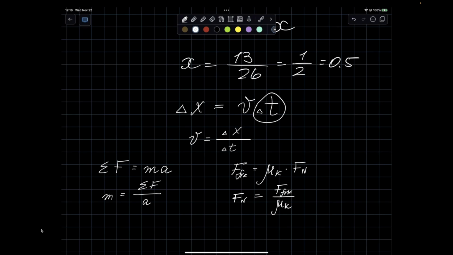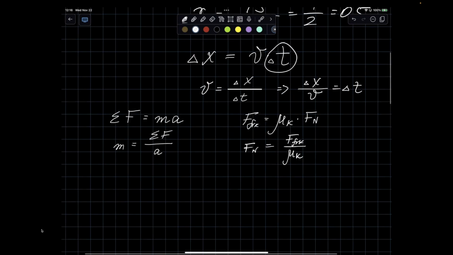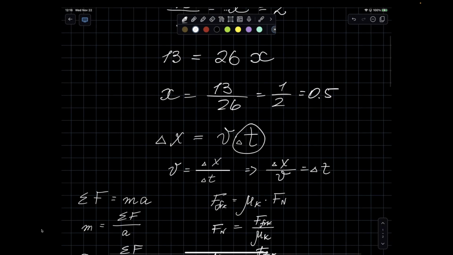Change in t is going to be change in x over v. That will be change in t. And same here, if I were to find acceleration, I would do net force over mass. If I were to find mu kinetic, I would do force of friction kinetic over force normal. So that's how you rearrange the formula to figure out one of the variables.